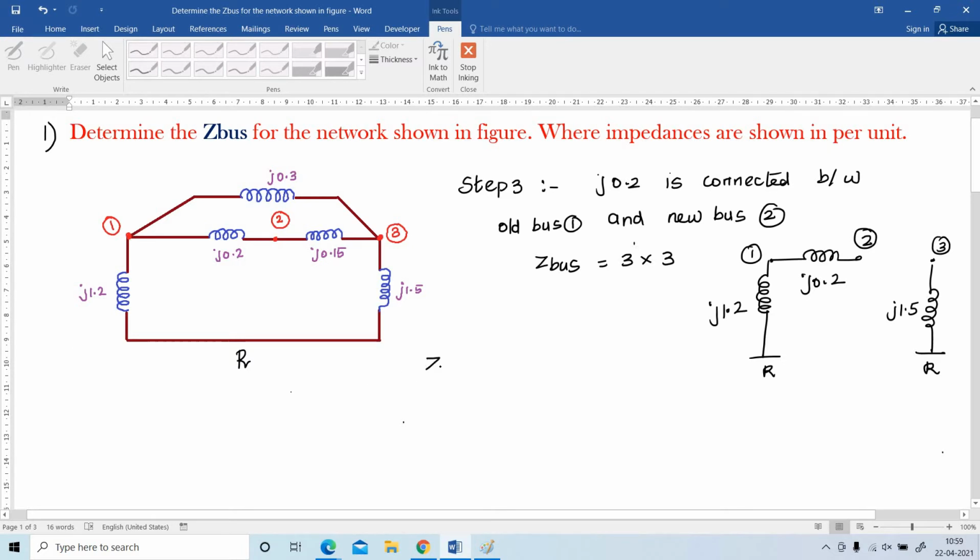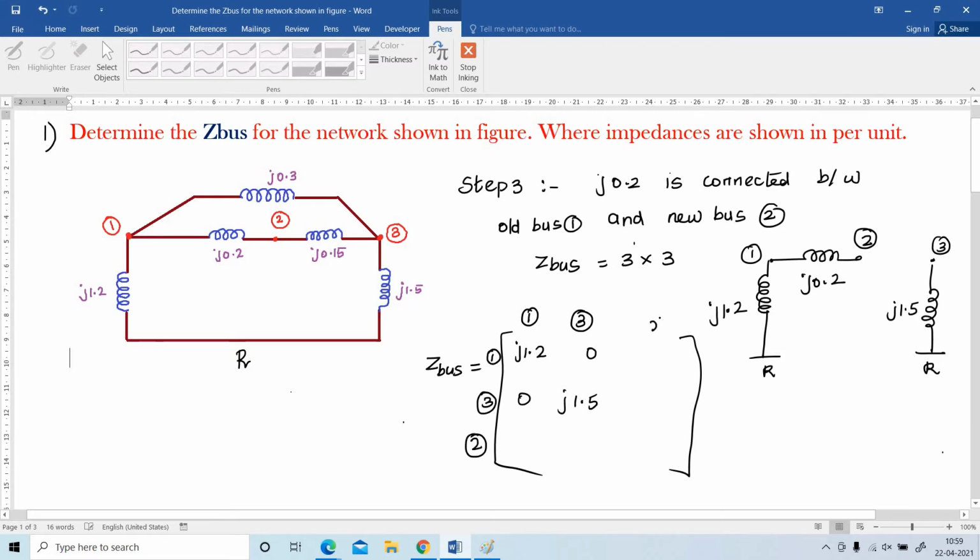Now I am going to write the Z bus. So already we have got the answer for Z bus, that is 2 cross 2: J1.2, 0, 0, J1.5, with rows and columns 1 and 3. Here one additional bus is added, bus 2. J0.2 is connected between old bus 1 and new bus 2. So I have to copy down the same column again, J1.2, and here I copy down the same row again, J1.2.